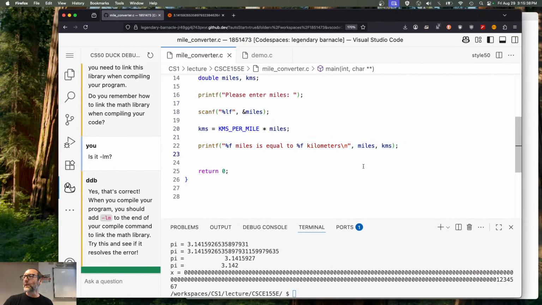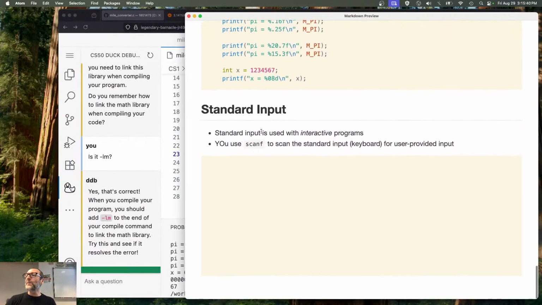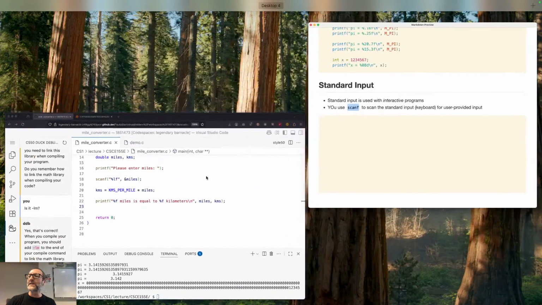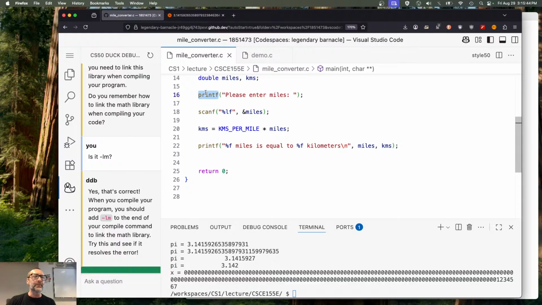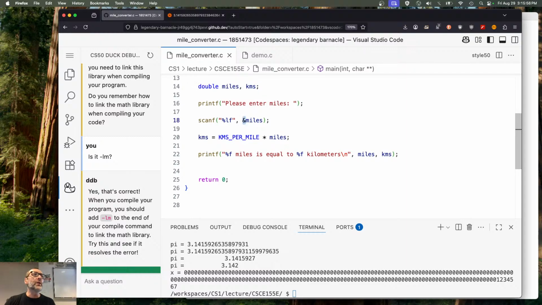Okay. All right. So for the standard input, we use scanf. That's the opposite of printf. Just very briefly here, what we're doing is we're reading. We still have the same formatting here. It's going to be percent and then something. And then we have the variable that we're going to read stuff into, but we always put an ampersand in front of it. For now, it's magic.